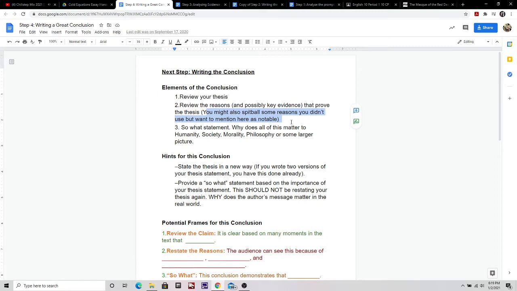And then the last thing you do is you create a so what statement. I call it a so what statement. Other teachers call it lots of different things. Like I've heard essence of humanity. I think from Life McElliott. At my old school, Douglas McKay.